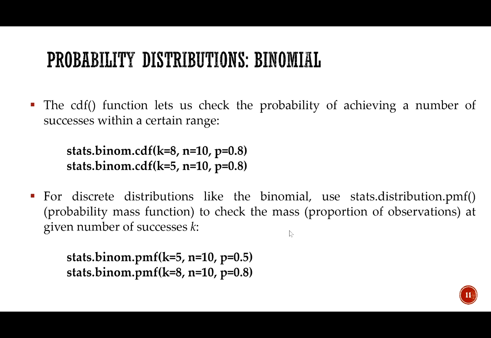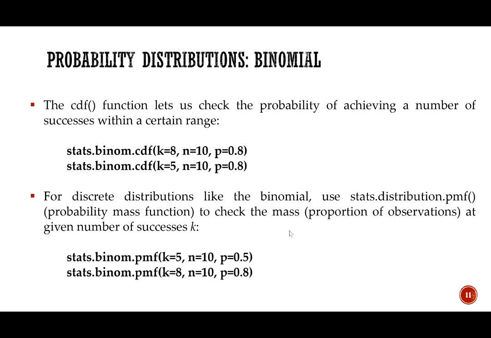For discrete distribution, like binomial, we use the probability mass function. So for continuous random variables like exponential and normal distribution, we have probability density function. But for discrete distributions, we have probability mass function. So that's why we use PMF to check the mass or proportion of observation at given number of successes. So the probability that x is equal to 5, we see exactly 5 successes, then we use the PMF. But if we want to see at least 5 successes, then we can use the CDF.